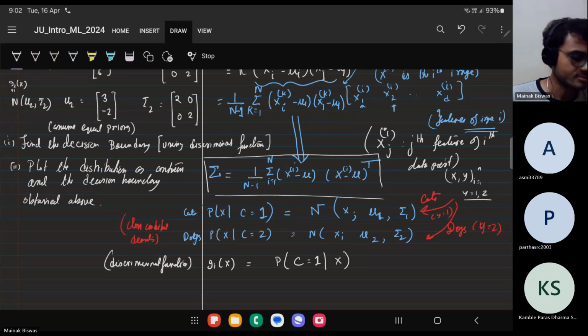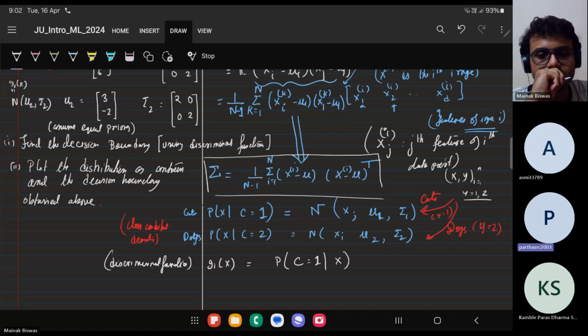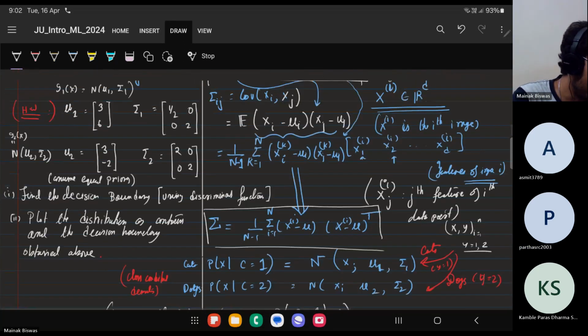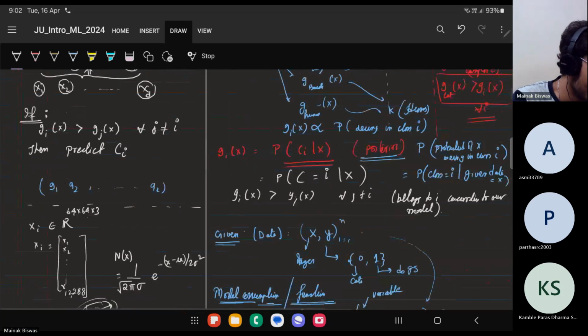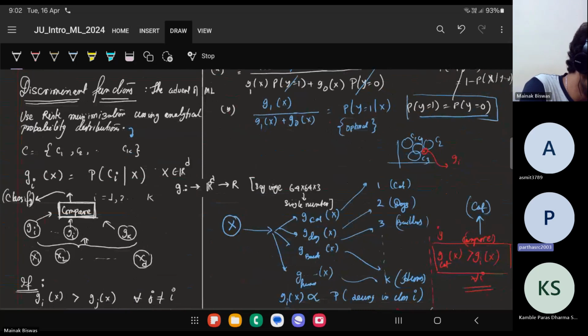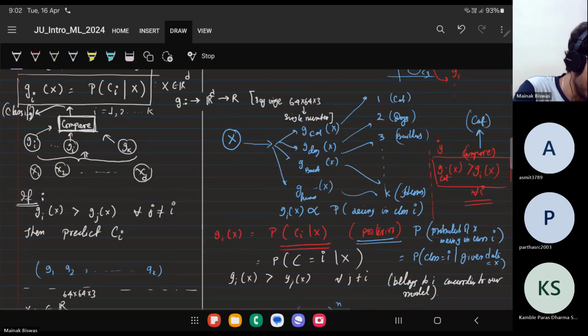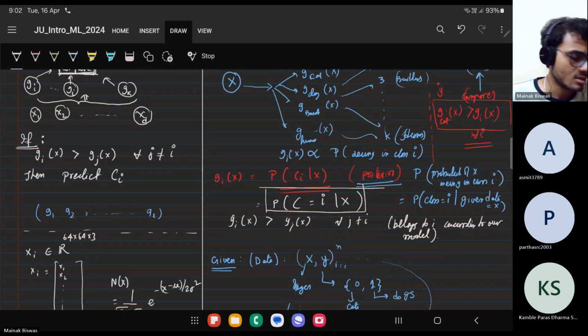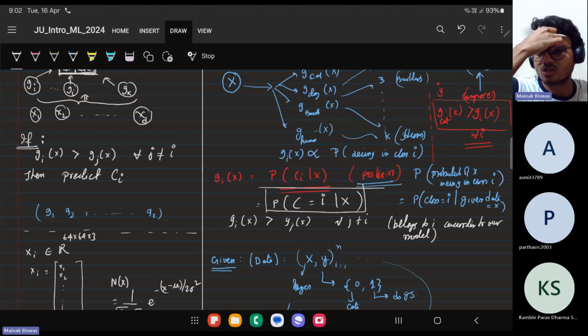g of x was defined as x such that c equals i, I think. Okay, fine. I told you, it's the posterior distribution.